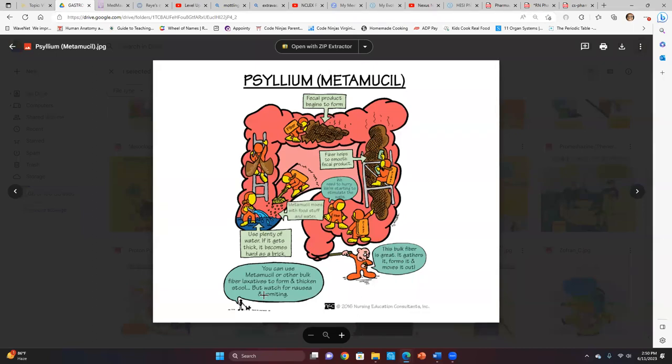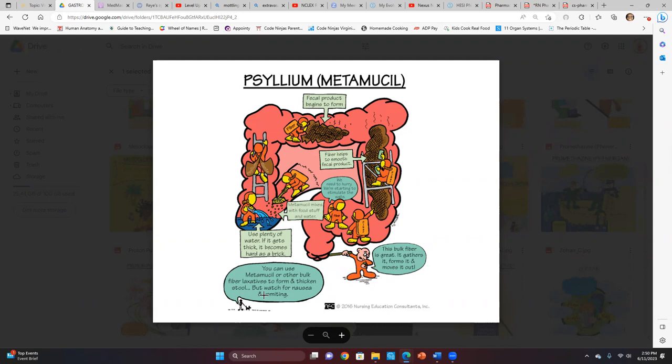Let's talk about your psyllium or your Metamucil. This is a dietary fiber. It causes fecal matter to expand and increase bowel movements. We will mix this with 8 ounces of water. Okay, mix with 8 ounces of water.